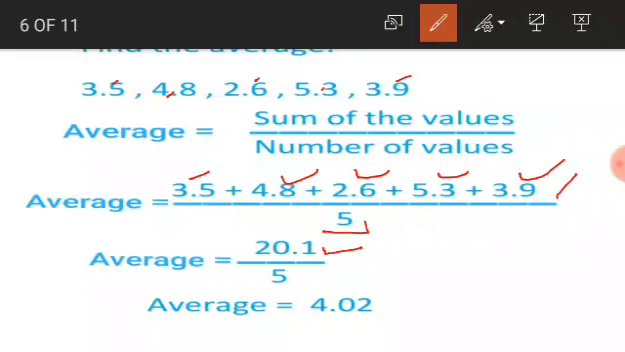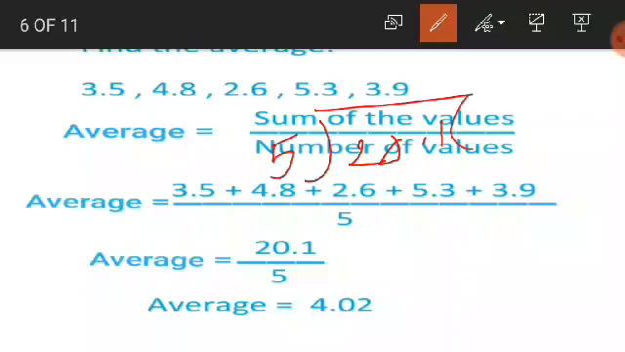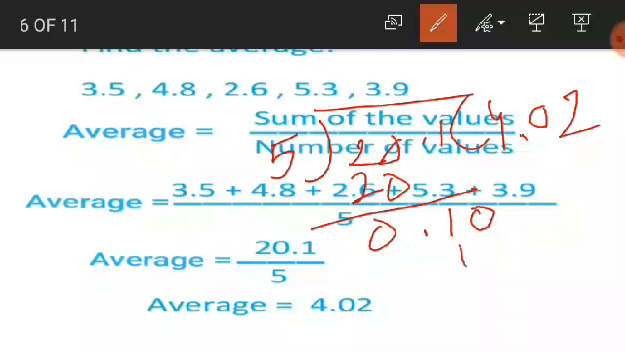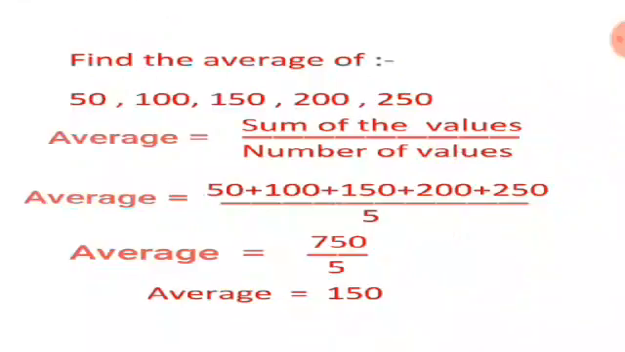Here it is. And when we add all the numbers, we get 20.1. And now average is equal to 20.1 divided by 5. Now here when we divide 20.1 by 5, we get 5 4s are 20 and point, we put the point, we take 1 and we take 0 to make 10 here. 5 2s are 10. So the average of these numbers is 4.02.